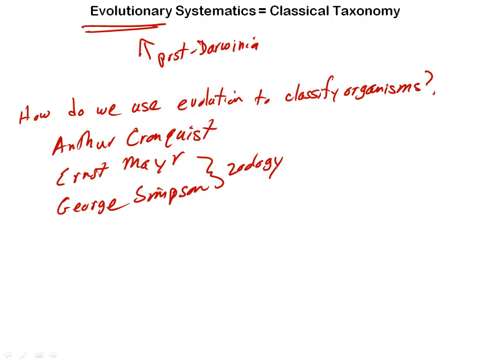Cronquist had a number of different positions, but worked in producing a classification of plants. Now, these are people who are just the generation before mine. So as I was studying, they were very well established and the aging statesmen of evolutionary theory and classical taxonomy. We'll talk about some other people from an earlier time in just a minute.